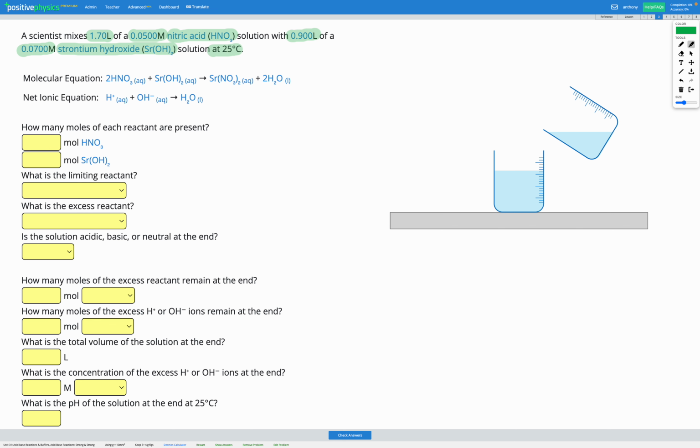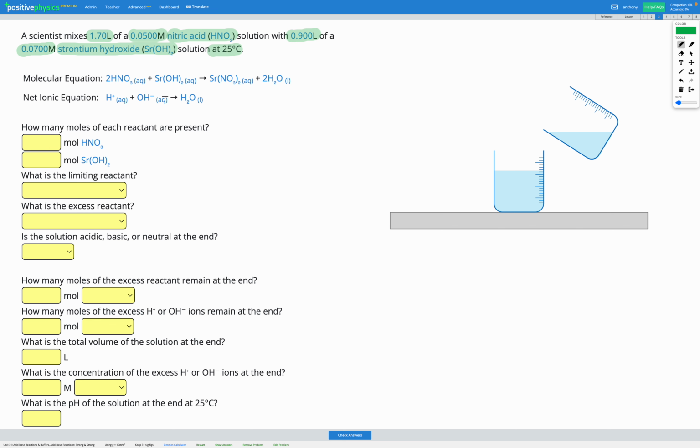We've been given the molecular equation, which shows the formulas of our reactants and products, and we've been given the net ionic equation, which just shows our participator ions. Now, if we have the right amount of acid and base so that they react completely with each other, then we'll use up all the H plus ions and all the OH minus ions, and there won't be any extras left over. So in that case, our solution will be neutral in the end with a pH of 7.